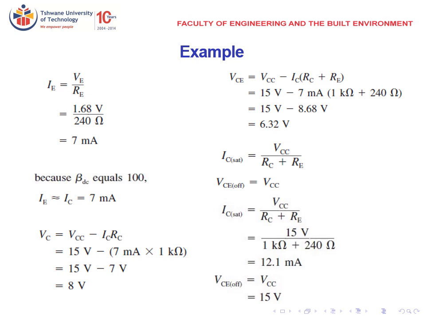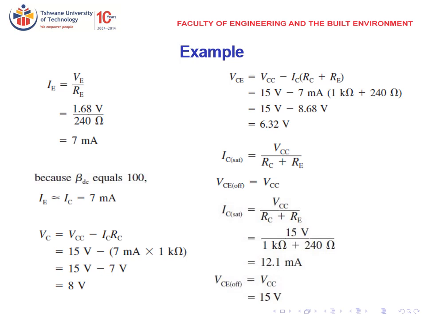VC, which is from C to ground, would be equal to VCC minus ICRC. And then VCE will be equal to VCC minus ICRC plus ICRE. So it gives us 6.32 volts.